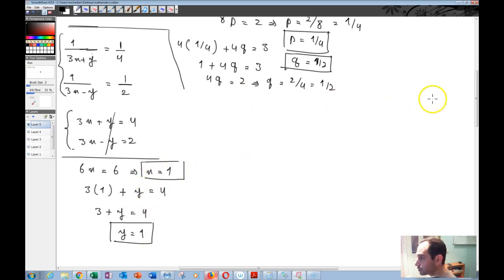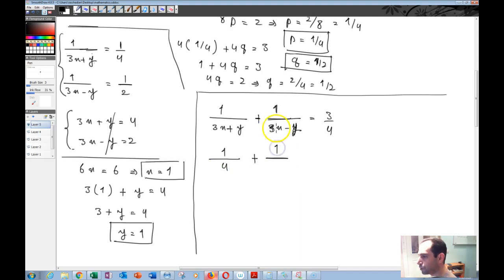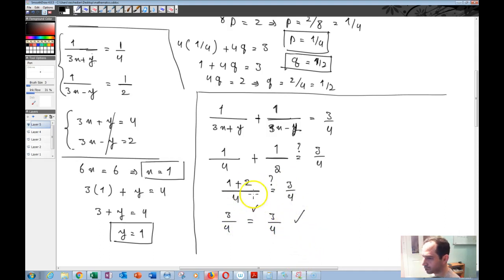Now if you want to test this, you can pick one of those equations: 1 over 3x plus y plus 1 over 3x minus y is equal to 3/4. So if x is equal to 1, y is equal to 1, 3 times 1 is equal to 3, 3 plus 1 is equal to 4. And 3 times 1 is equal to 3, minus 1 is equal to 2. So that's supposed to be equal to 3/4. Take the LCM as 4 here, so 1 plus 2 over 4 is equal to 3/4. So 3/4 is actually equal to 3/4. And that's basically your answer here.